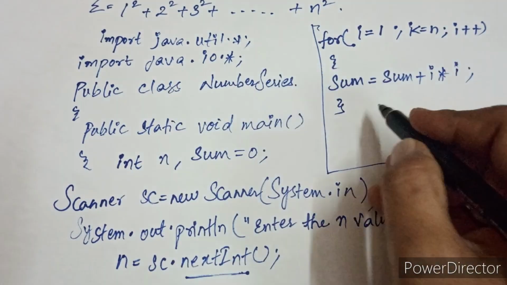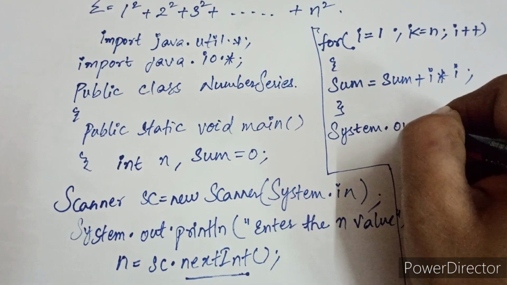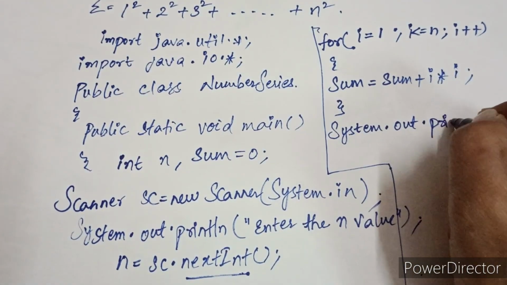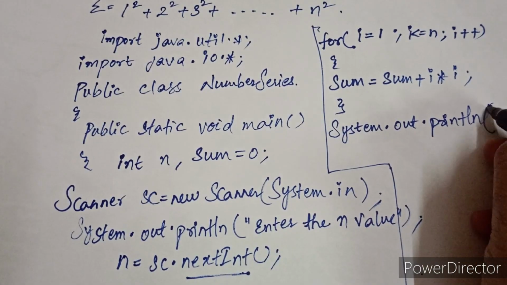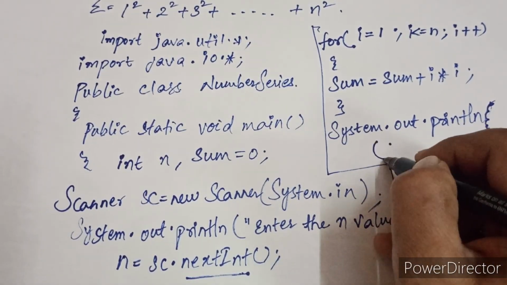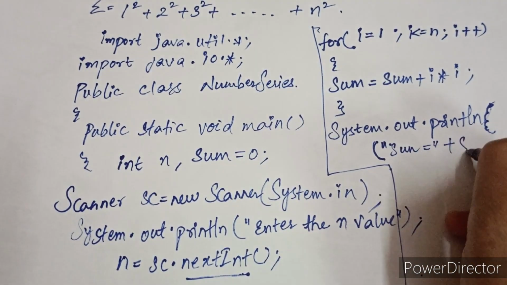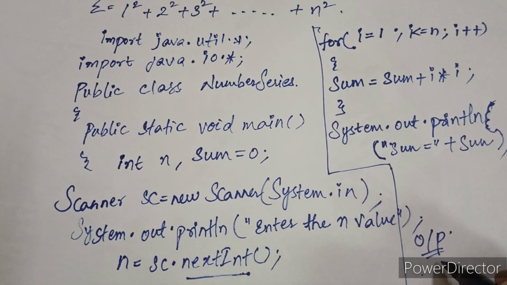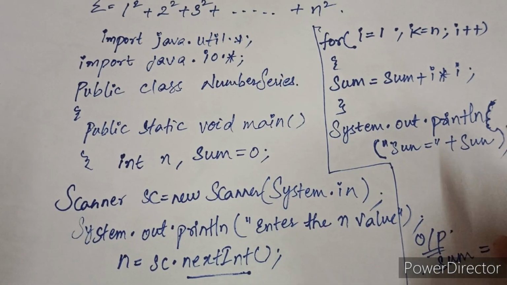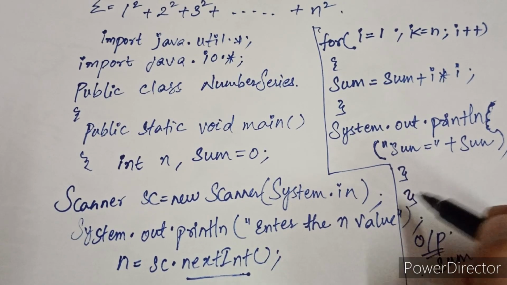After adding all this series, you display the result. System.out.println of, here I am writing on separate lines because of no space, but you should write it in a single statement: sum is equal to, plus sum. This will display the output in this manner. As it is, the text will display within double quotation marks, and afterwards it will display the value. Then close your main, close your class.